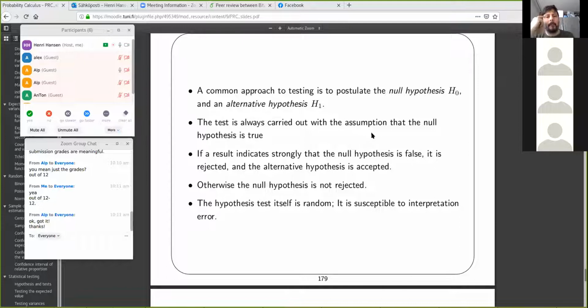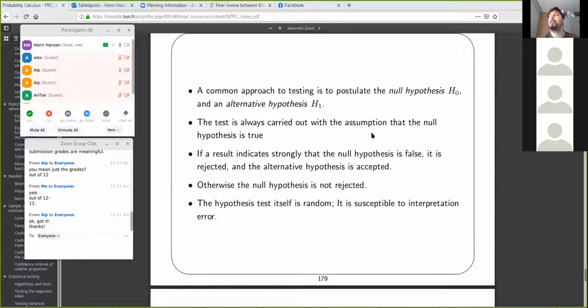All right. If the result indicates strongly that the null hypothesis is false, or not strongly, and we'll talk about this. If the null hypothesis is not rejected, then the test result doesn't give you much of anything. It's just that, okay, things are still normal, right? The hypothesis test itself is random.